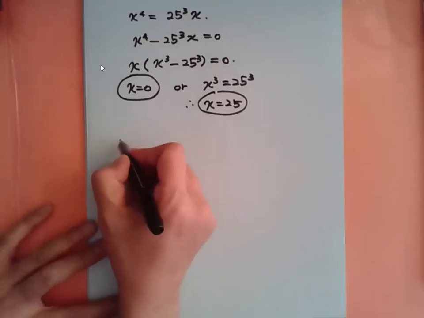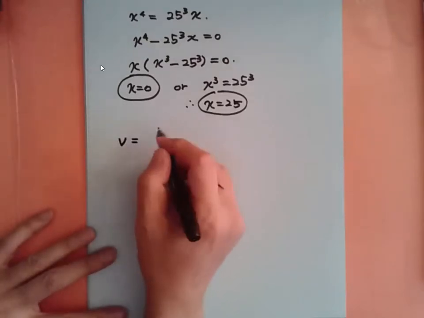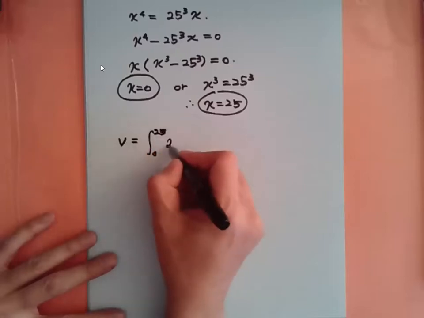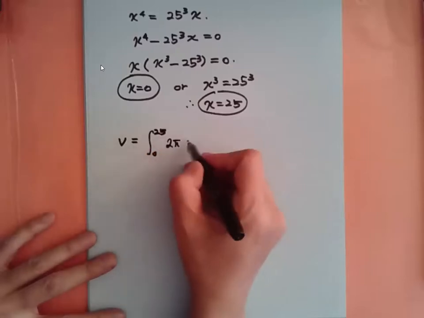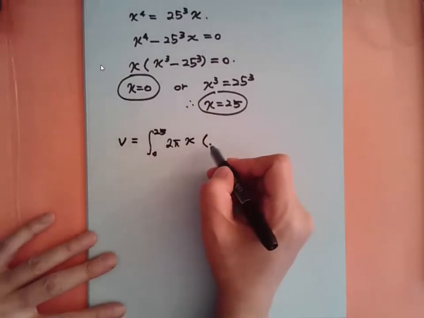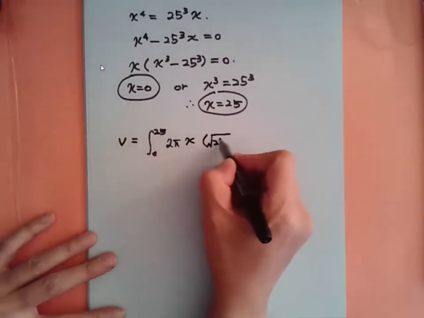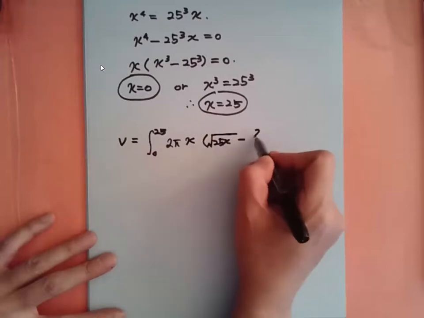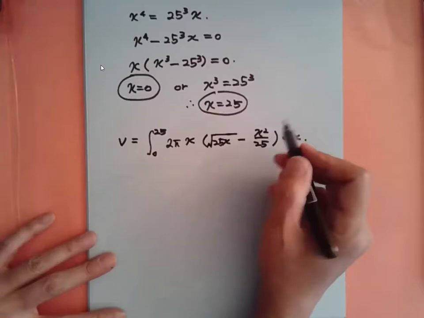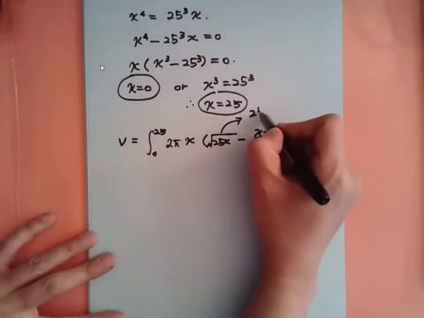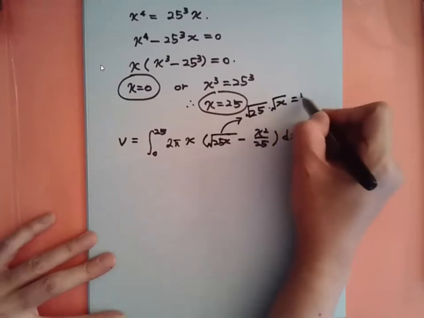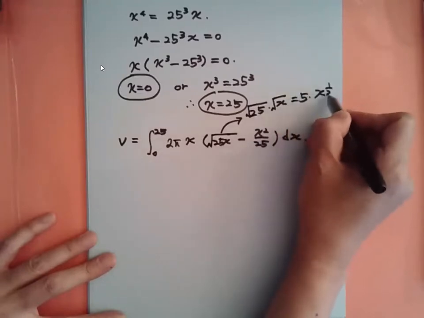Let's calculate the volume by using the cylindrical shell method. x ranges from 0 to 25. 2 pi, I said the radius is x, 2 pi x times the larger one, which is square root of 25x, and the smaller one is x squared over 25, dx. This one is square root of 25 times square root of x, which is 5 times x to the 1/2 power.